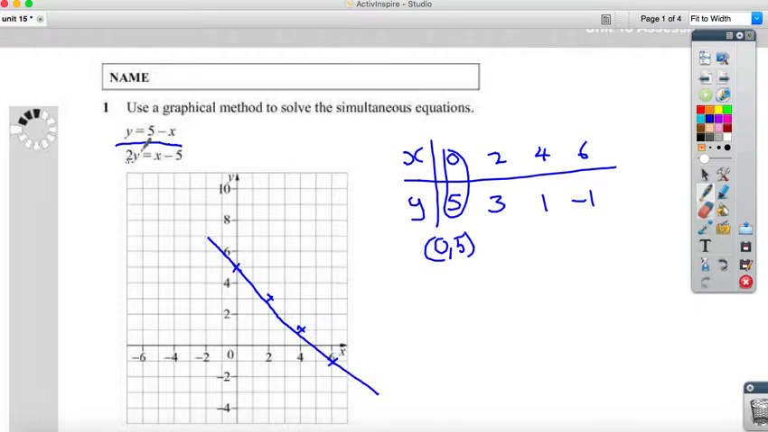The other one is 2y equals x minus 5. Now, that's a bit more complicated. It starts with 2y. I want either y equals or x equals. So what I'm going to choose to do is move the minus 5 to the other side by adding it. And if I do that, it will become 2y plus 5, because it was minus on this side, equals x. Same idea, give myself a table of values, x and y.